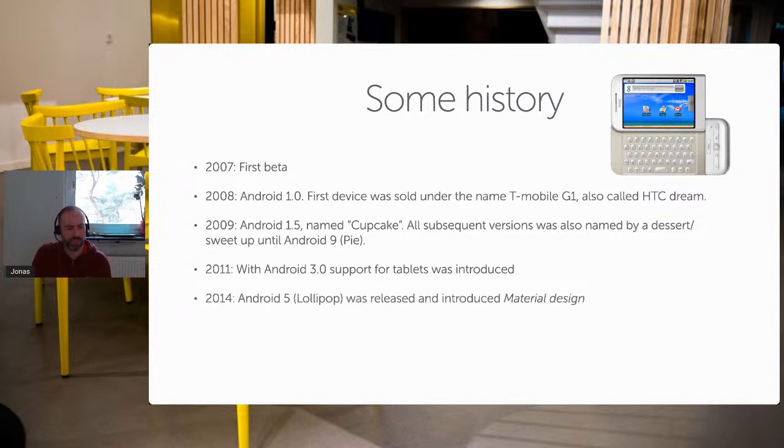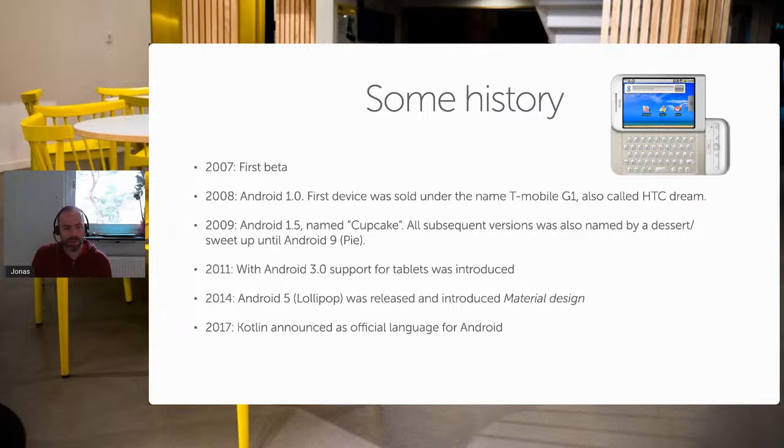In 2014, we had Android 5, also named Lollipop. We introduced Material Design, and Material Design is Google's design language, the recommended look and feel of how apps should look, and there are quite a few existing components that you can use that adopt Material Design that makes it easier for you to build apps that adhere to this.